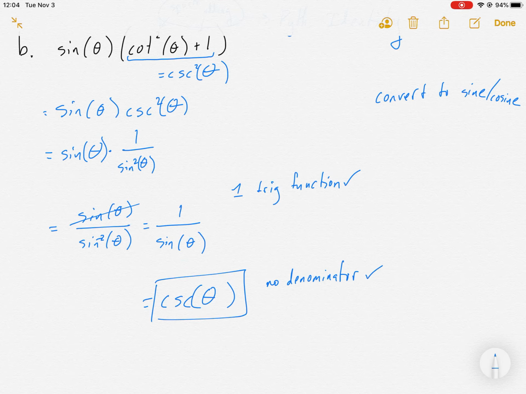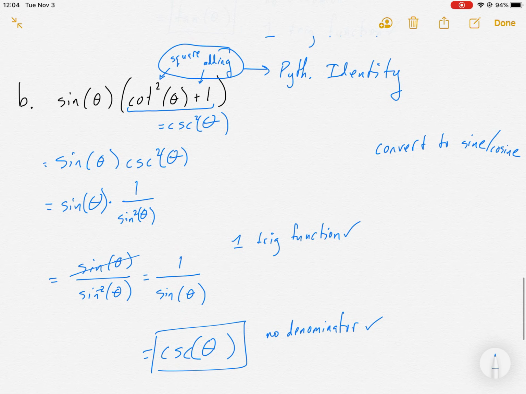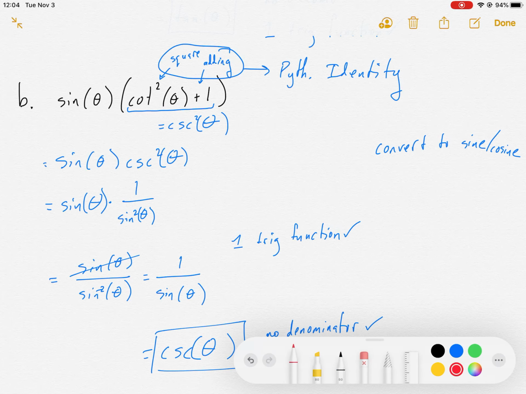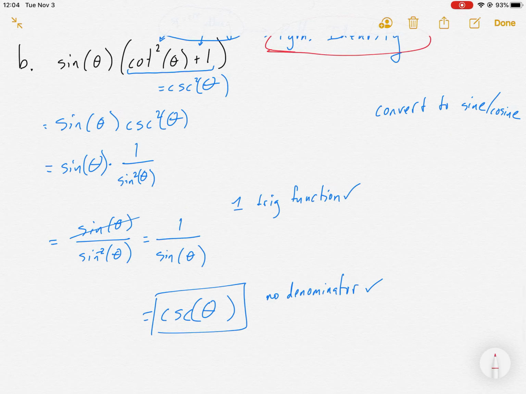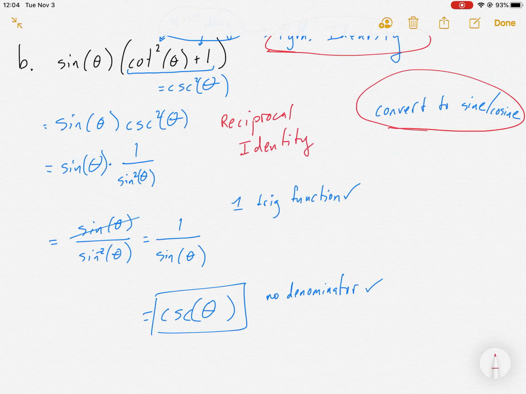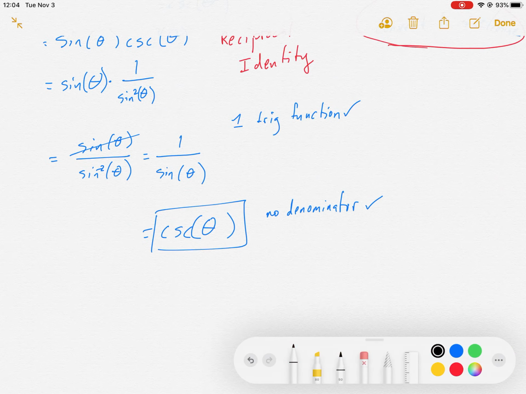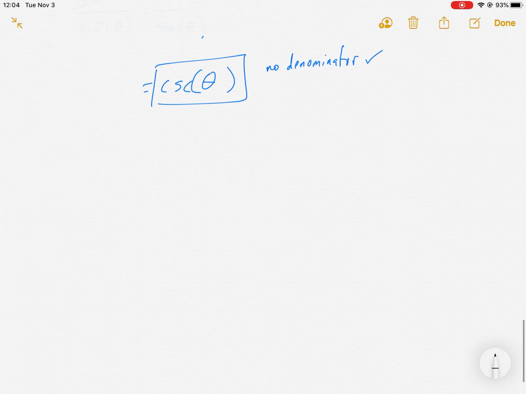Okay, so this one was a little bit more involved. We had to recognize that there was a Pythagorean identity occurring. And then once we did that, we were in the same situation as part A, which was converting to sine and cosine, and so we used the reciprocal identities a couple times throughout this problem. And now we have simplified this expression. Let's do one more of this type of example.